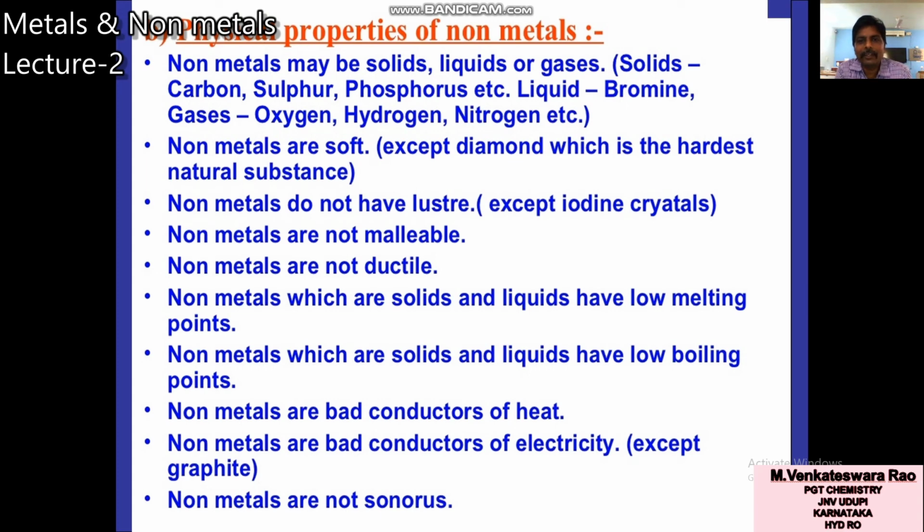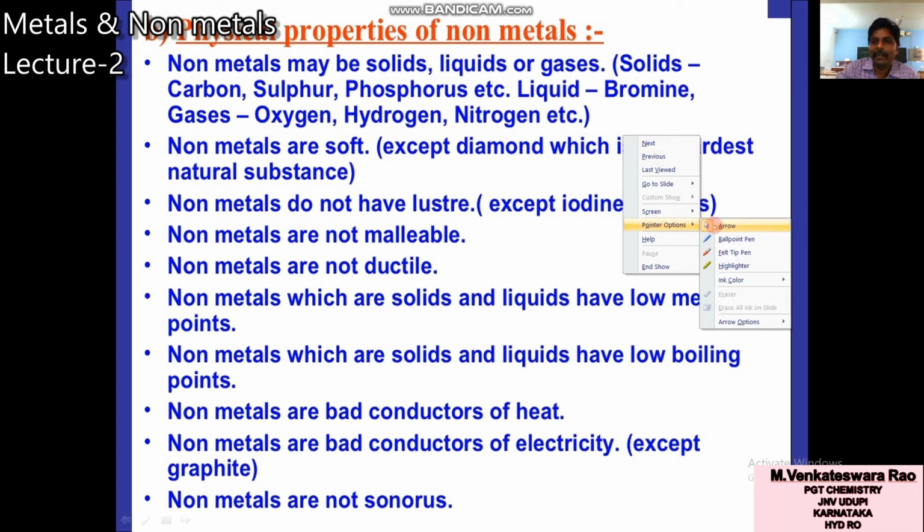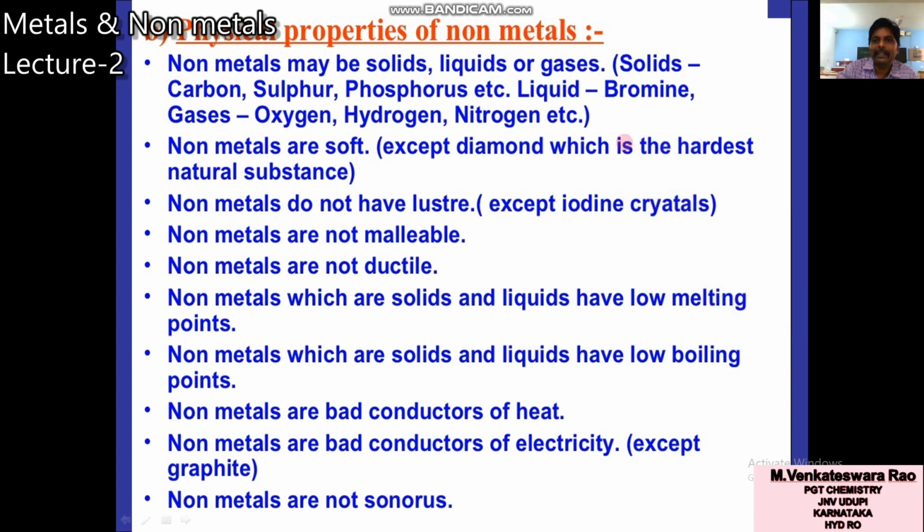Now I will ask one question. What about the physical state of metals? All metals are solids except mercury. But in the case of non-metals, there are three states: solids, liquids, gases. You remember, there is only one liquid, that is bromine. Bromine is a non-metal liquid. The metal liquid is mercury. The non-metal liquid is bromine.